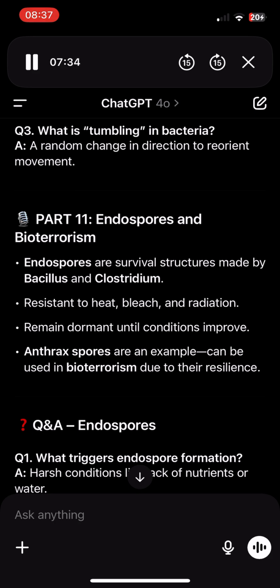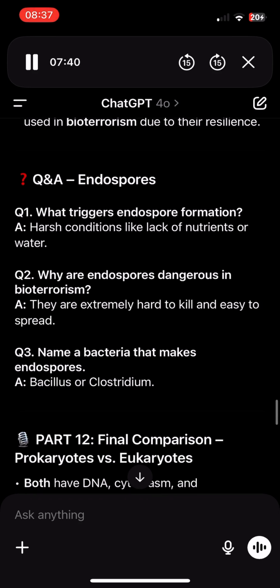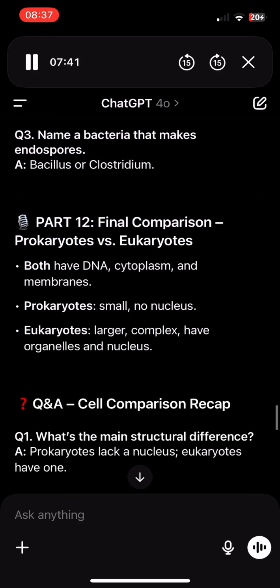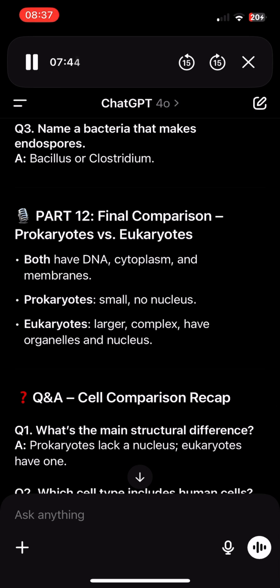Part 12. Final comparison, prokaryotes versus eukaryotes. Both have DNA, cytoplasm, and membranes. Prokaryotes: small, no nucleus. Eukaryotes: larger, complex, have organelles and a nucleus.